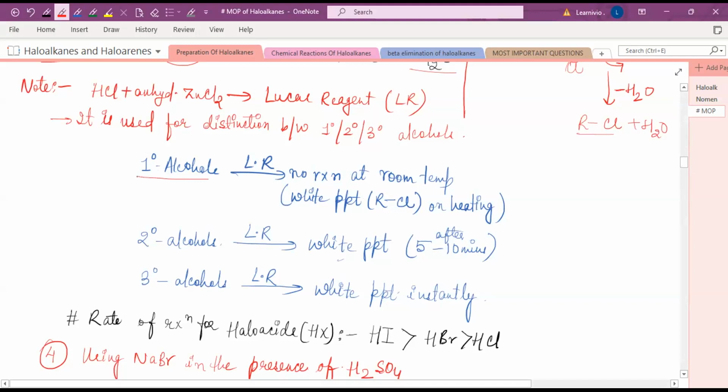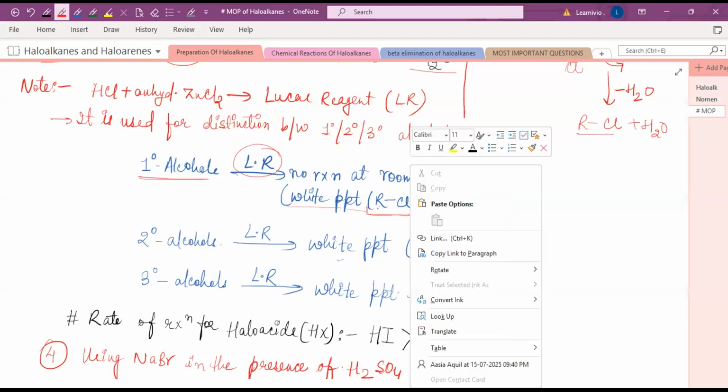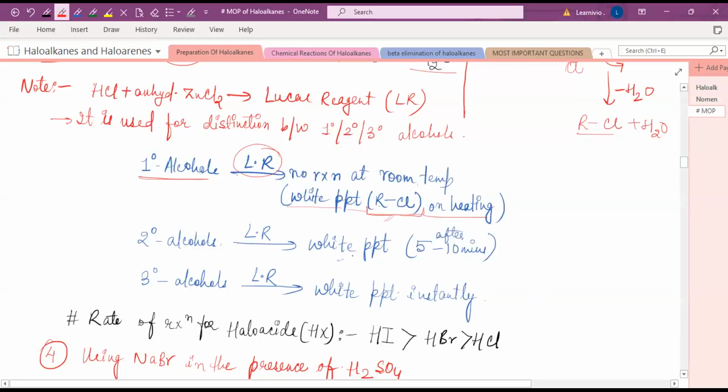So if our alcohol is primary one, when you treat the primary alcohol with Lucas reagent, then there will be no reaction at room temperature. Room temperature पे कोई भी reaction नहीं होगा, right? But when you heat that, आप उसे heat दोगे, temperature increase करोगे, then you will see a white ppt coming out. White ppt means that your product is formed, means RCl formation हो गया यहाँ पे, means your alkyl chloride is being formed.